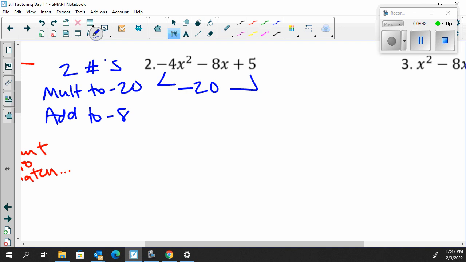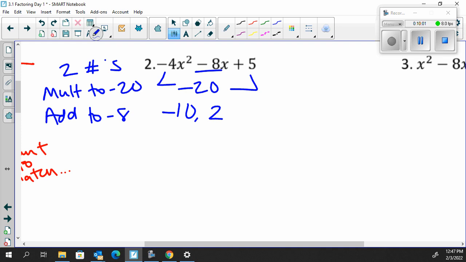Alright, I need two numbers that multiply to negative 20 and add to negative 8, because negative 8 is the middle number. Remember, A times C adds to B. So what can we use? Negative 10 and 2.